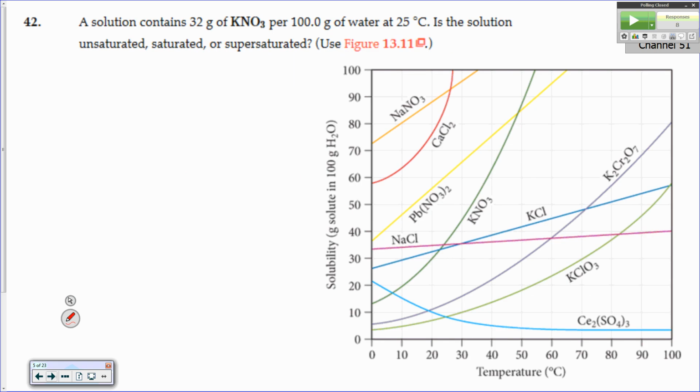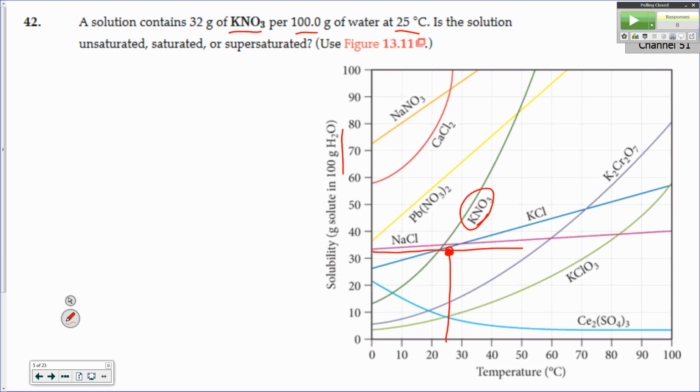Okay, so you've got a solution that has 32 grams of potassium nitrate for 100 grams of water at 25 degrees, and I want to know is the solution unsaturated, saturated, or supersaturated. So to work this problem, we need to find the potassium nitrate line. So that's this green line right here. And then we need to go to those points. So there's 32 grams of the solute per 100 grams of water. So that would be right in here somewhere, going across this way. And then I need to know at 25 degrees. So that would put it about right here.